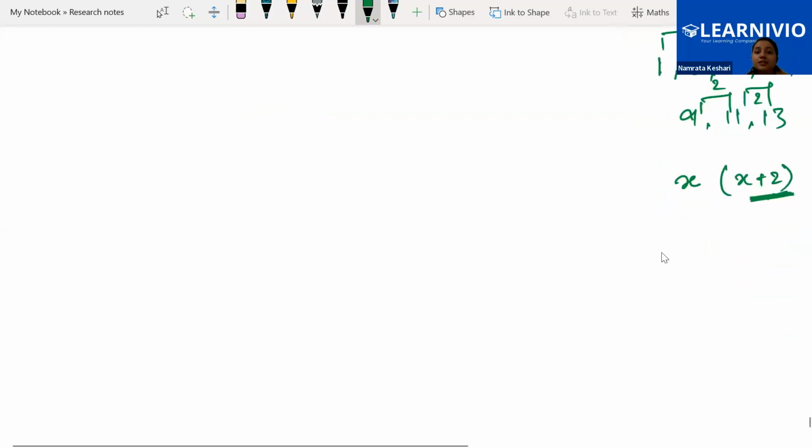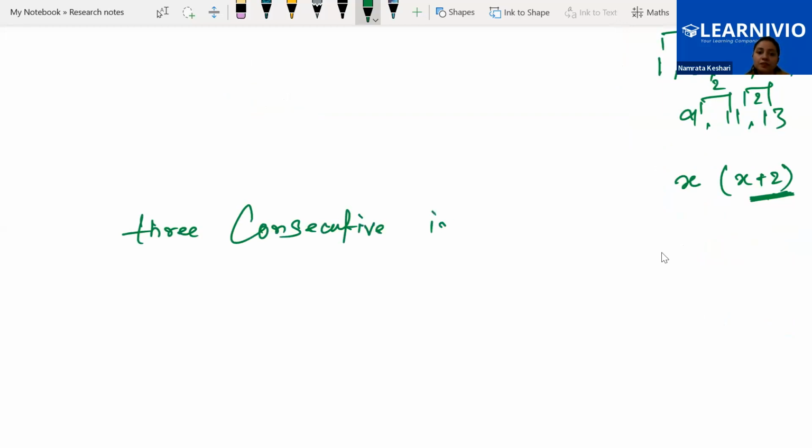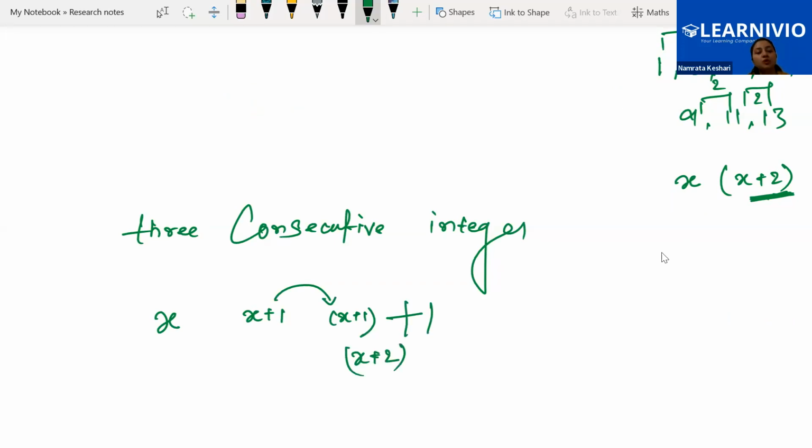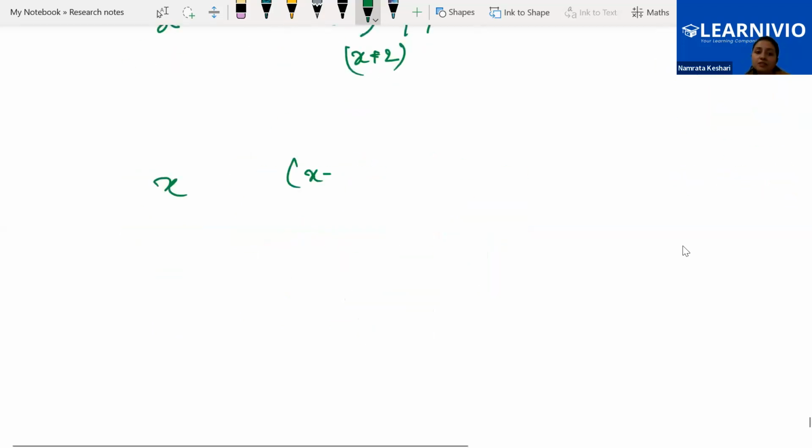If you have to take three consecutive integers, and the first one you assume as x, the next one will be x plus 1. After that, it will be the previous one plus 1. Okay, after that, it will be the previous one plus 1. That means the next one will be x plus 2. So if we have to take three consecutive integers, we are going to take x, x plus 1, x plus 2. These are the three consecutive positive integers.